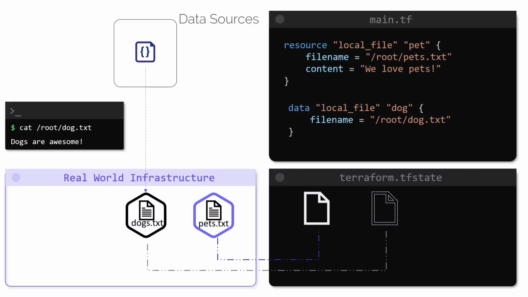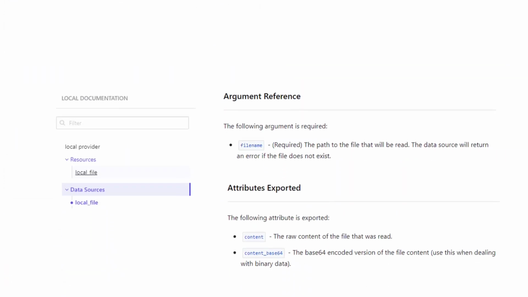The data read from a data source is then available under the data object in Terraform. So, to use this data in the resource called pet, we could simply use data.local_file.dog.content. These details are of course available in the Terraform documentation under data sources. Within the documentation, under the attributes exported, we can see that the data source for a local file exports two attributes, the content and the base64 encoded version of the content.